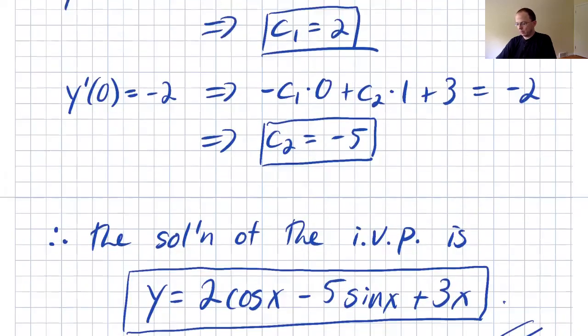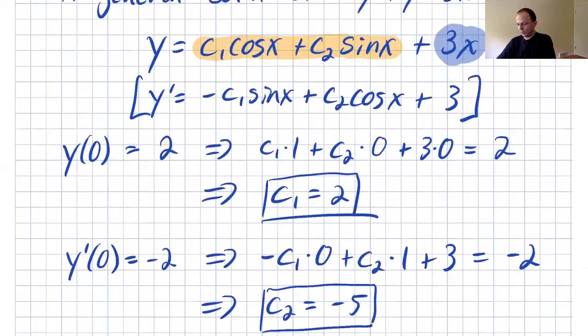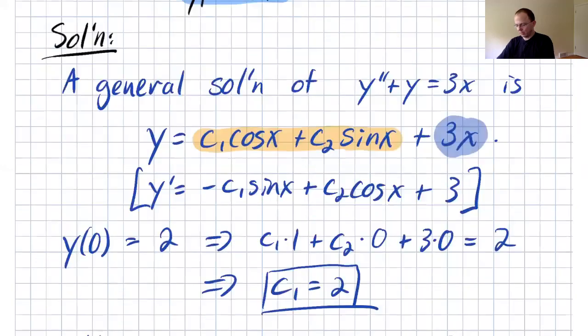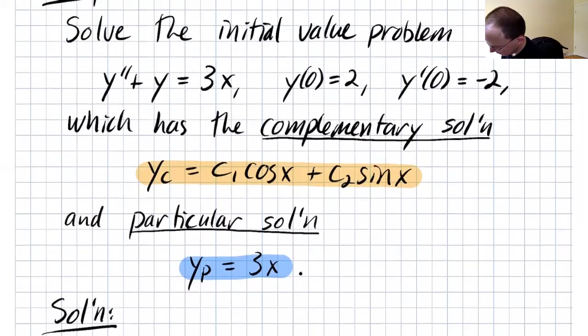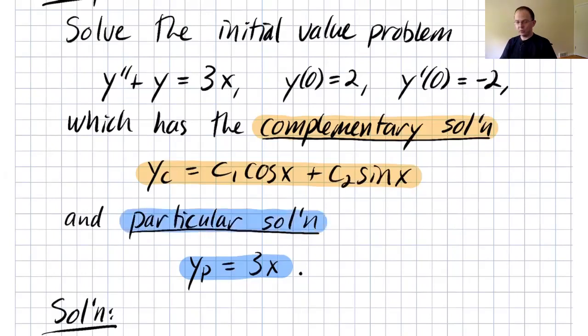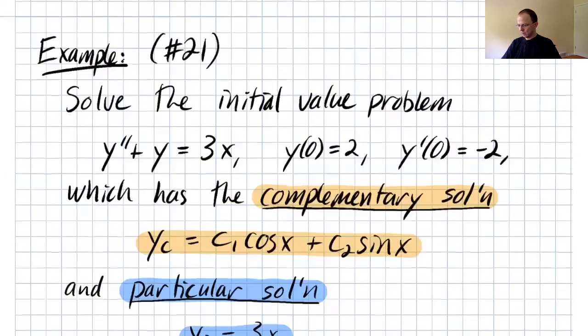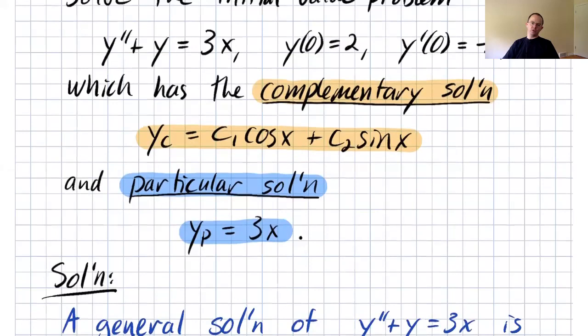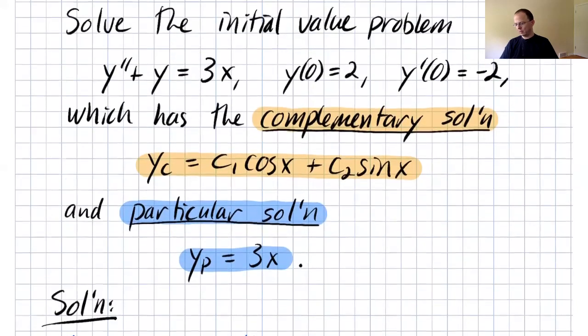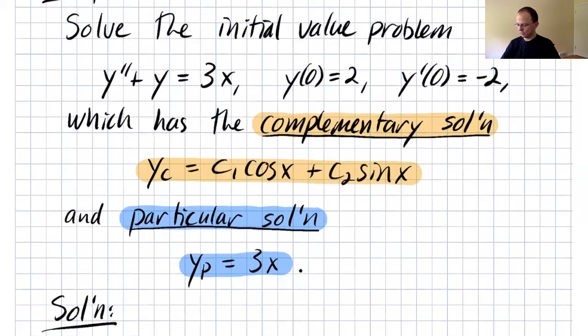So this is an example of what you need to do once you have the complementary solution. So once you have this complementary solution, and once you have this particular solution, then we are able to find the solution to the initial value problem by satisfying these initial conditions.